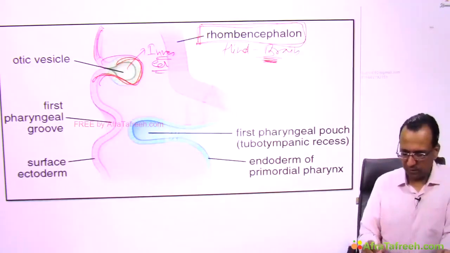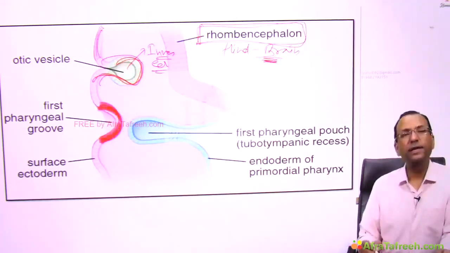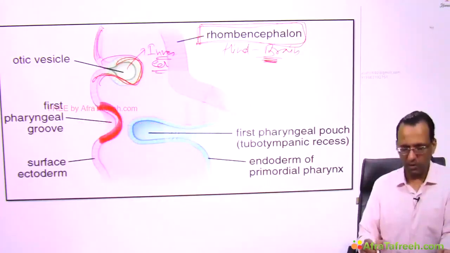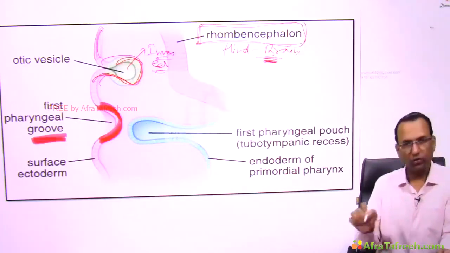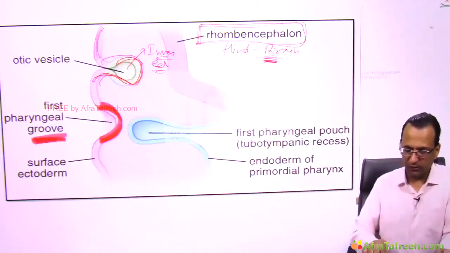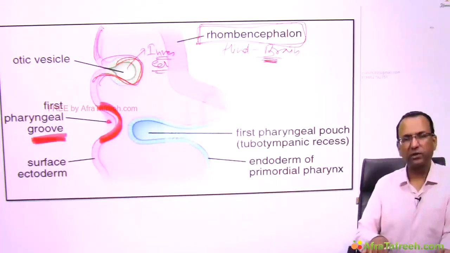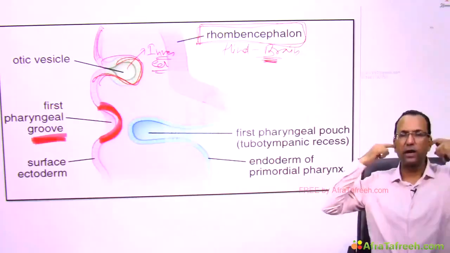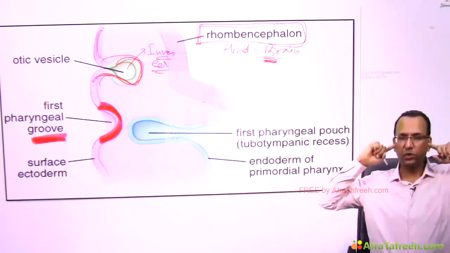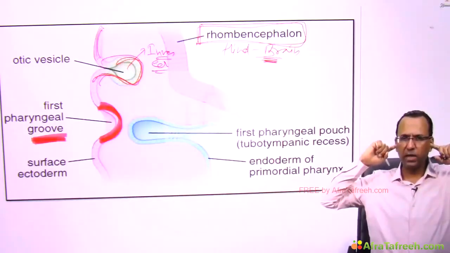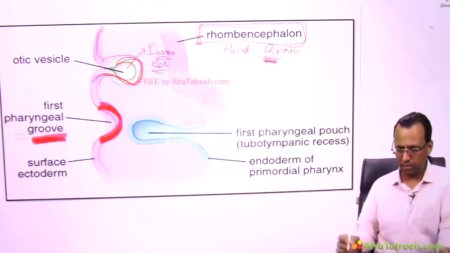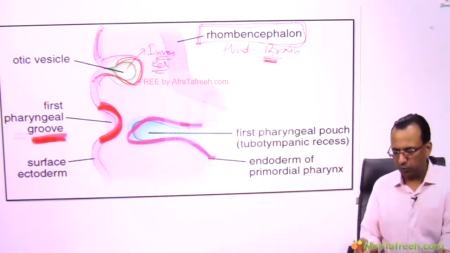Do you remember there was a pharyngeal cleft 1 lined by the surface ectoderm? Sir, this is groove. Groove doesn't matter, groove or cleft is the same. So this is pharyngeal cleft 1, lined by surface ectoderm. I think it is forming the external auditory meatus. Who is forming the middle ear cavity? The endoderm of pouch 1.